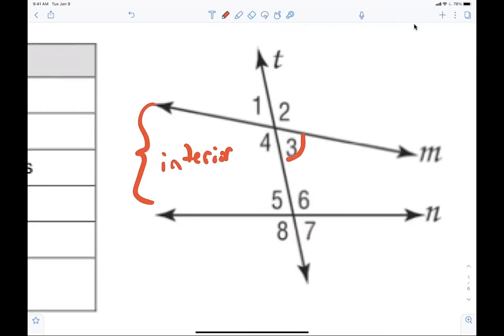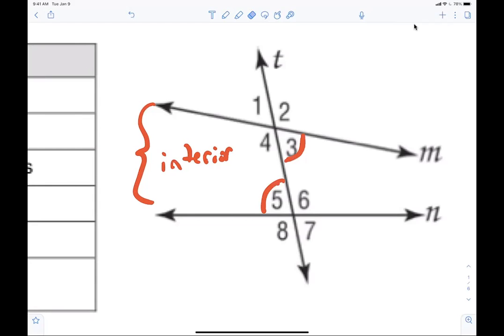3 and 5. They're on opposite sides of the transversal, on the interior of the 2 lines. So 3 and 5, just listen. 3 and 5 are alternate interior angles. What else are alternate interior angles? 4 and 6. Alternating, opposite sides.